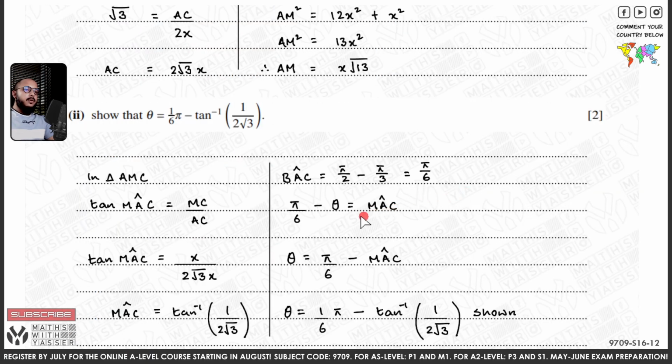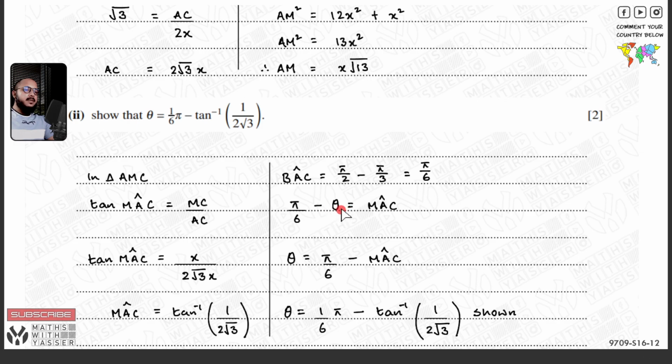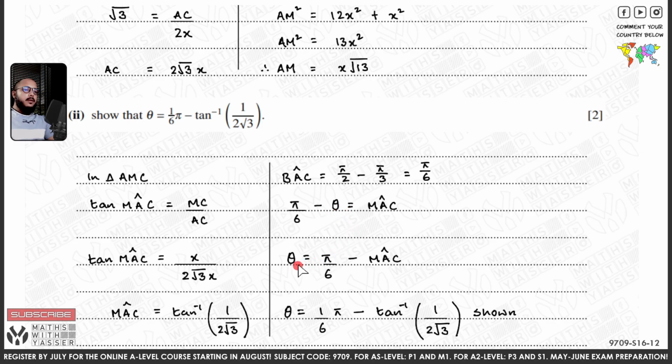Okay, so MAC is pi by 6 minus theta, and theta must be equal to pi by 6 minus MAC. Therefore, we already found that MAC is tan inverse of 1 by 2 root 3. So we can say theta is equal to pi by 6, or 1 by 6 times pi, minus tan inverse of 1 by 2 root 3.